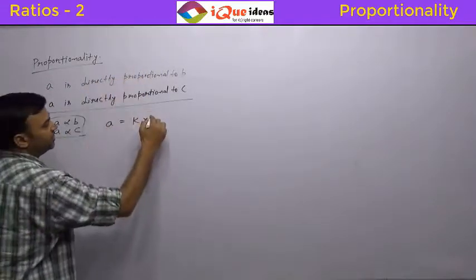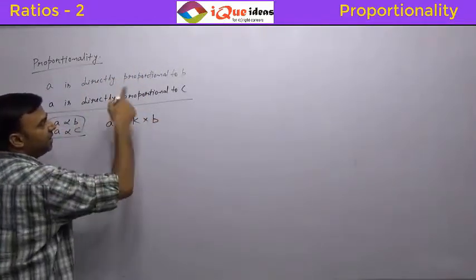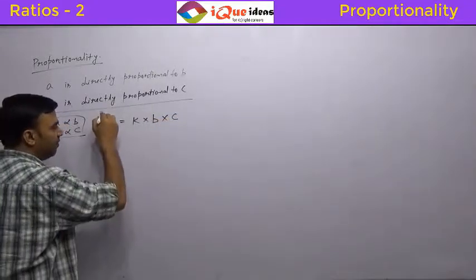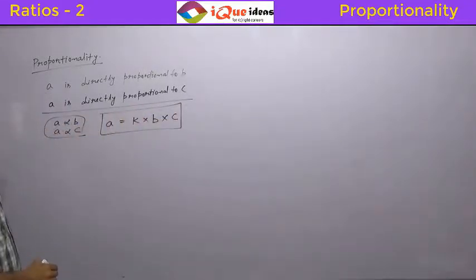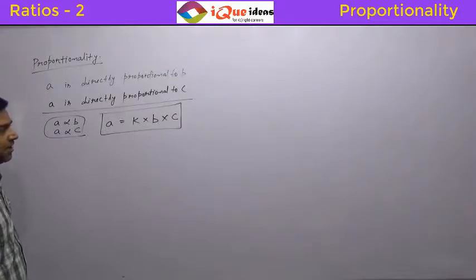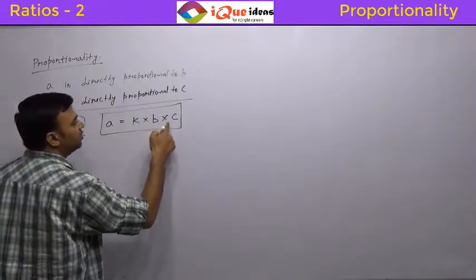So A is depending upon B, so it will come as a multiplication. A is depending upon C, it will come as a multiplication. So there will be one single relation which will represent the relation. Right? So it is A equal to K into B into C.